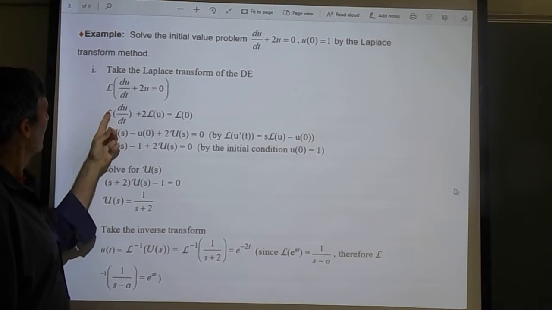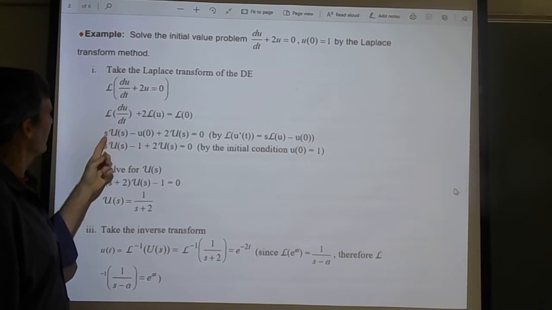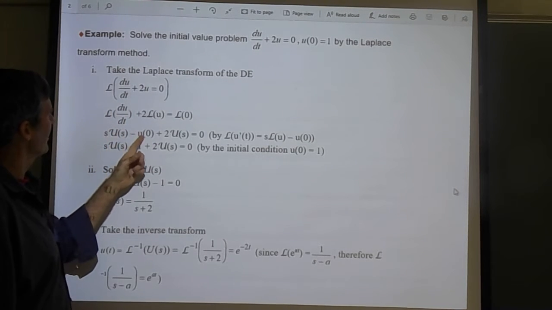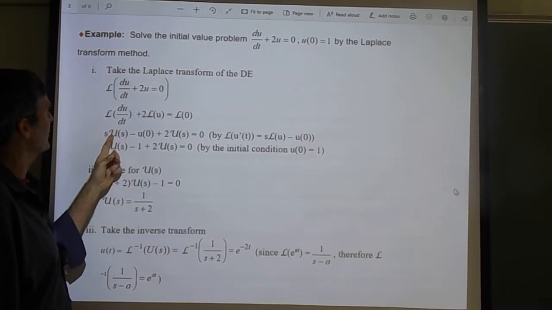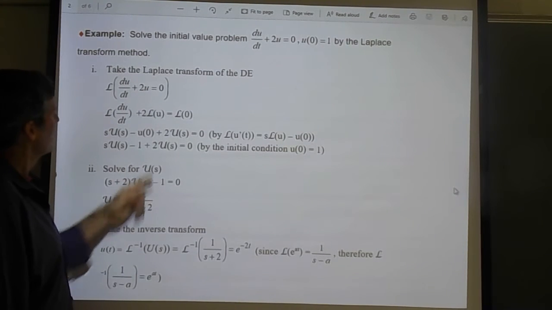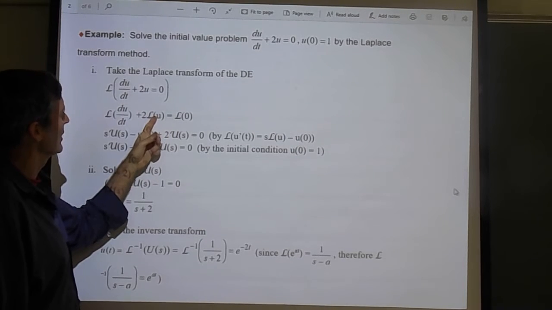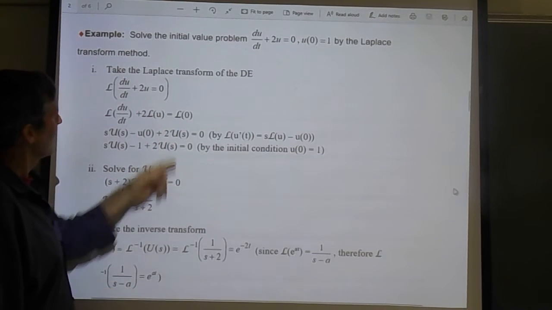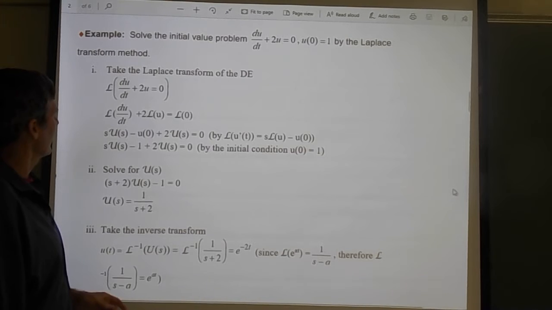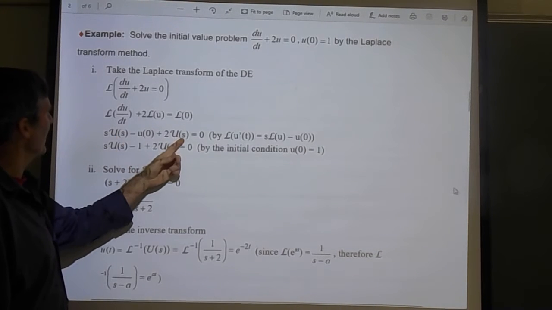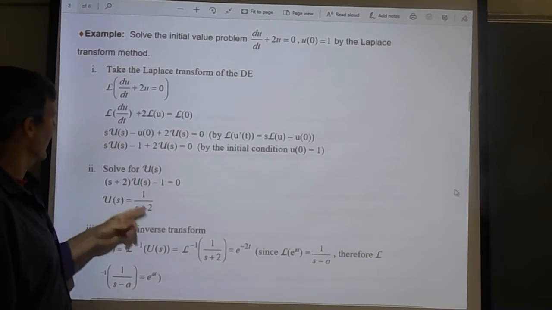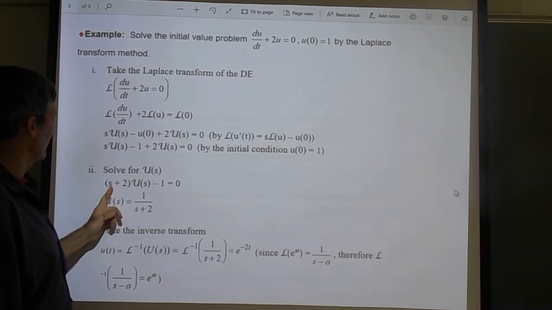And now, by the theorem we just had, the Laplace transform of the derivative is s times u of s minus u of 0, where u of s is the Laplace transform of little u. Plus Laplace transform of little u, I'm just changing notation here, I'm writing L of u as u of s. And then L of 0 is 0. There it is. Algebra equation for u of s, right? You group the u of s terms together. They multiply s plus 2.